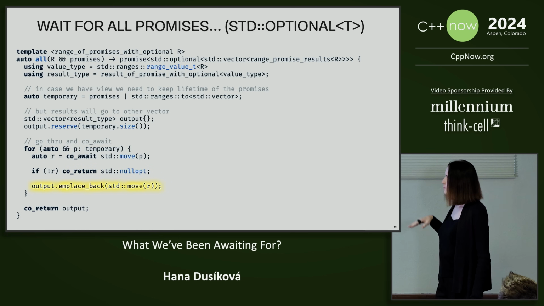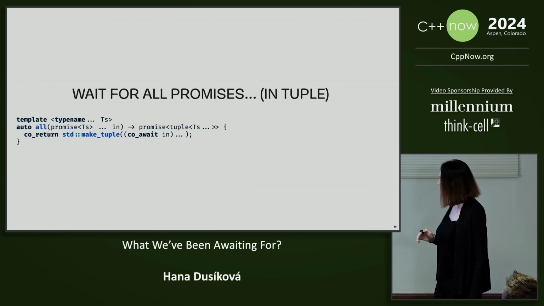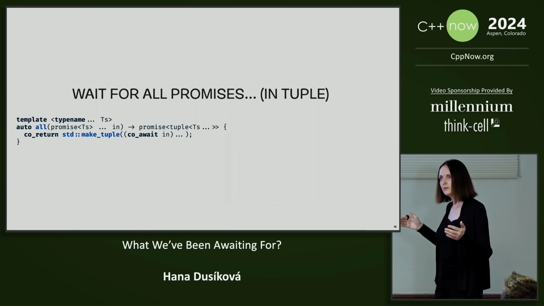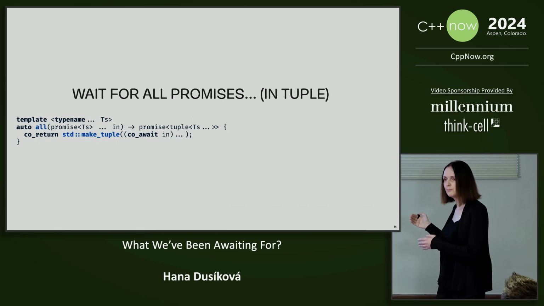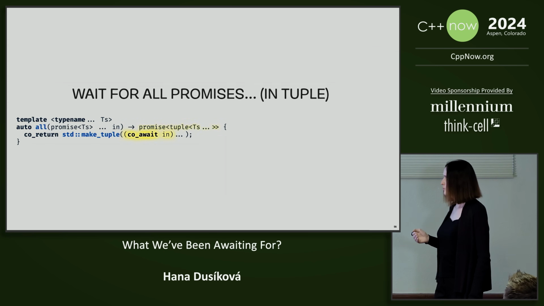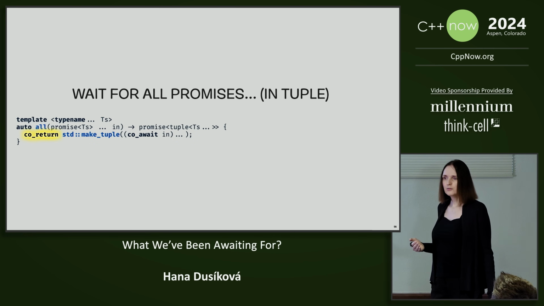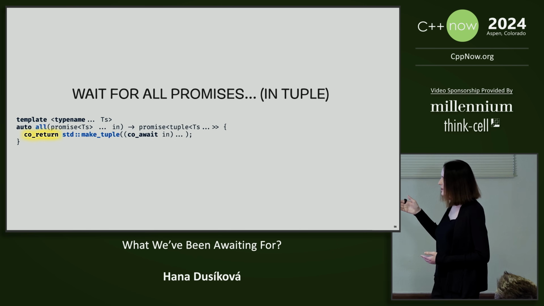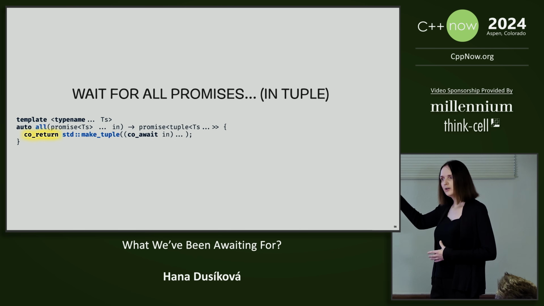And at the end, I will emplace them into the output and return the output. This is again a join operation, but all need to be optional with value. I can also do it with multiple arguments and return a promise with a tuple. So I will take the arguments, make a tuple, use a fold expression, co_await on each of them, make a tuple, and return the result. Again, a join operation. But this time I know they're promises, so I don't need to materialize them.